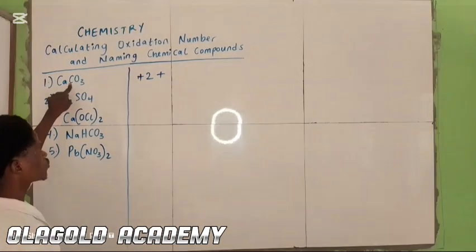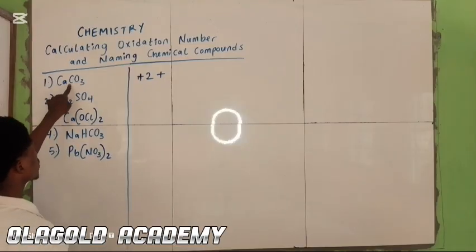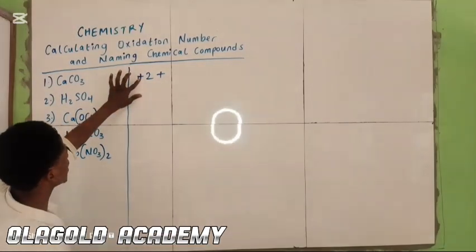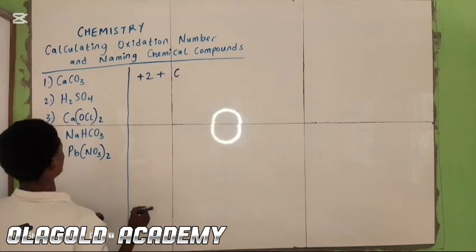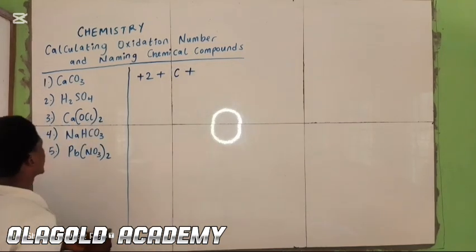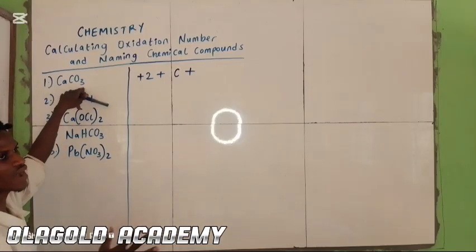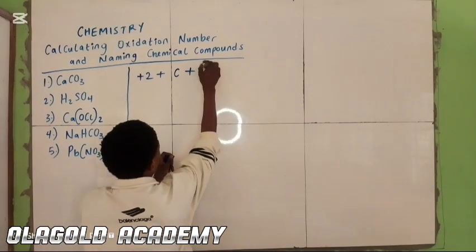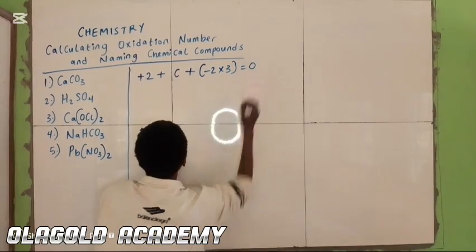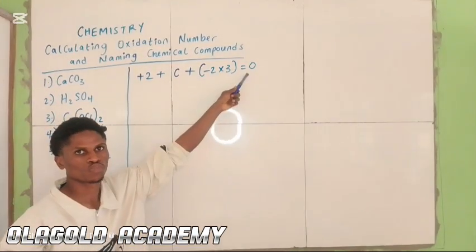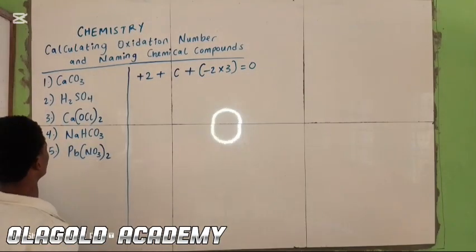For carbon, I'm not going to write the oxidation number because it is beside oxygen. It is the one that is being oxidized. So I'm going to write ordinary carbon. So I have carbon here plus the oxidation number of oxygen is -2, but I'm having 3 atoms of oxygen here. So it becomes -2 multiplied by 3 equal to 0. I'm having equal to 0 because this particular compound does not carry any charge.